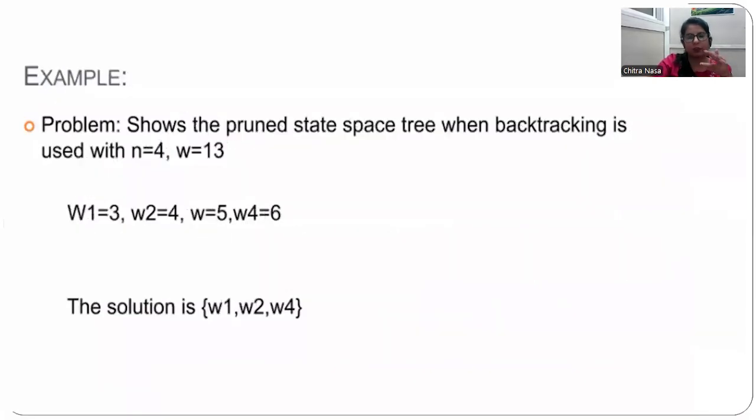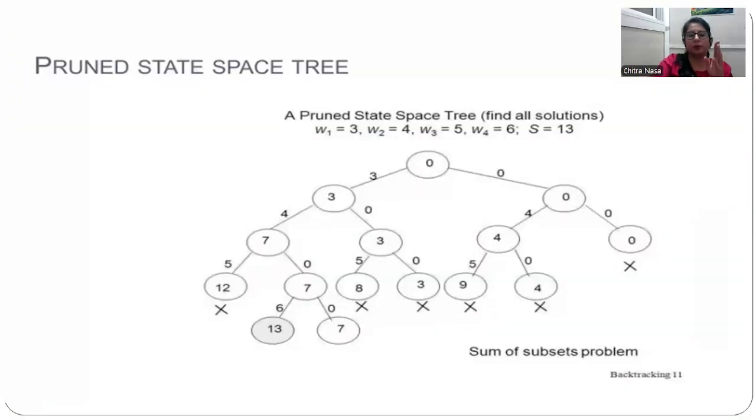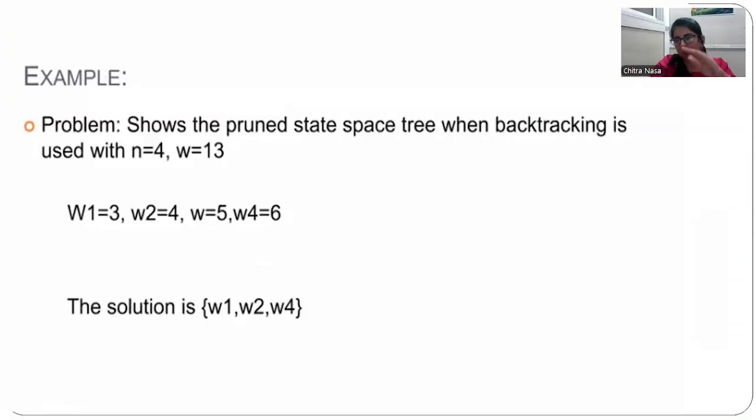The final solution, if you see, is weights 1, 2, and 4. These are items 1, 2, 4. If we add them, item weights 3 plus 4, 7 plus 6, it will give us the targeted value, that is 13. That is how the sum of subset problem comes. If a sum of subset problem comes, we need to mention the solution in curly braces, which items we have included and which weights we are adding.